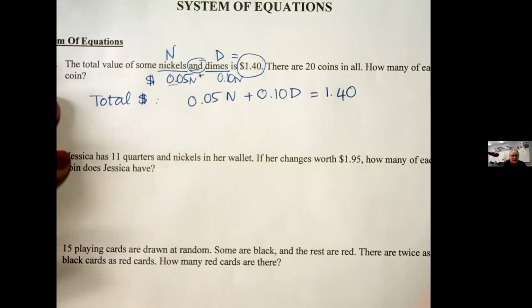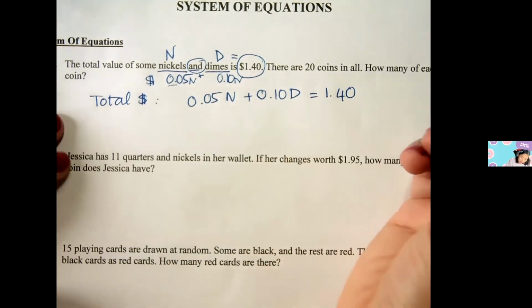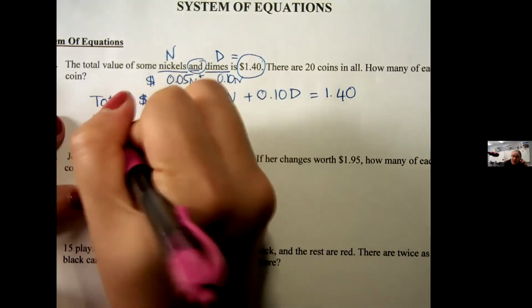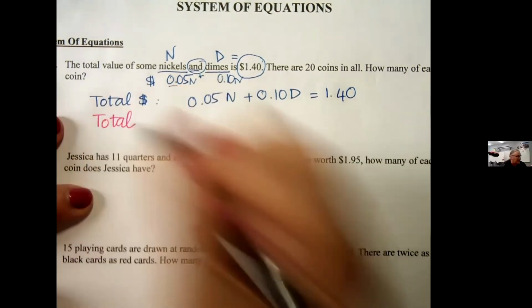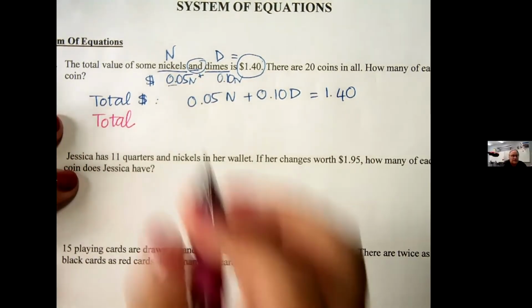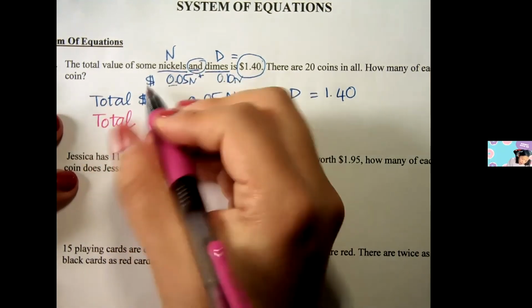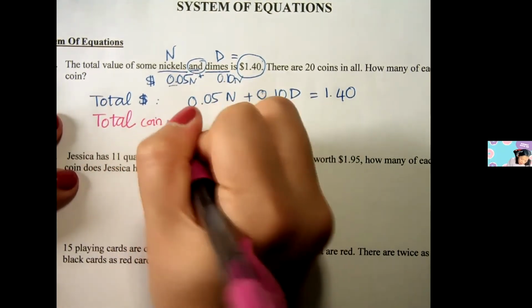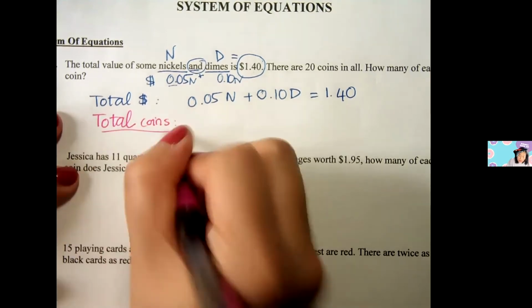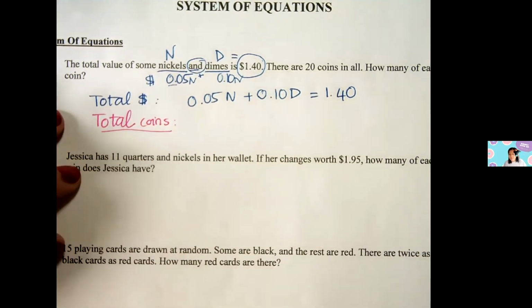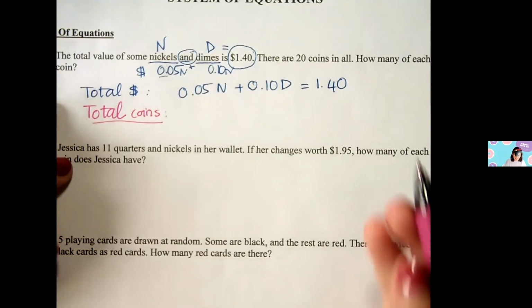Second line. What does it have to do with? Total what? Since the first line has everything to do with money, the second line has to do with total. Total of what? Total coins. Beautiful. Because some people can write out total, but I don't know what total, so we have to clarify a little bit. Thank you for helping us.